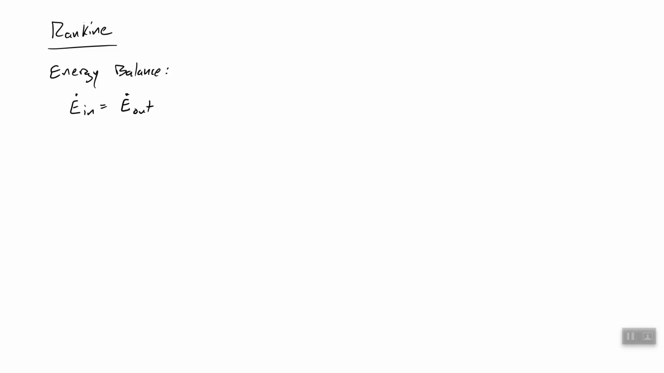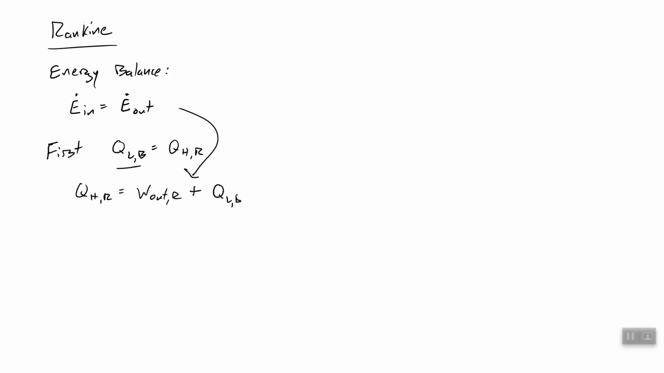Okay. Now, first, what we already know is that Q rejected from the Brayton cycle is equal to what is brought into the Rankine cycle. Right? This is kind of the definition of a combined cycle plant. And we're going to need that in order to solve this problem. But going back to our energy balance, what's going in is QHR, which is again equivalent to QLB. And that's going to be equal to the work out of the Rankine cycle plus the heat rejected from our Rankine cycle.